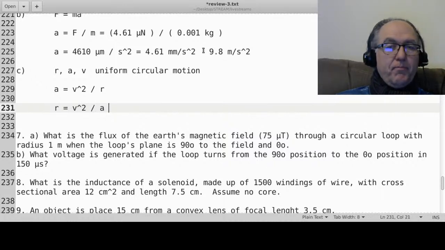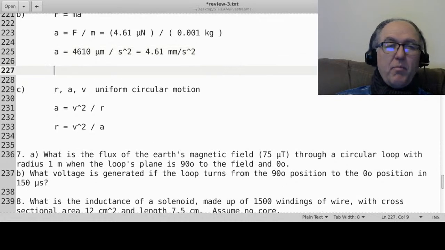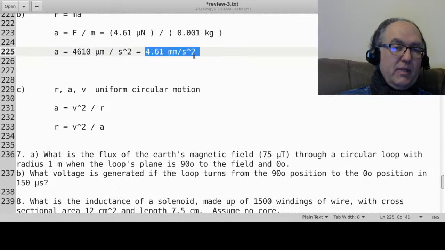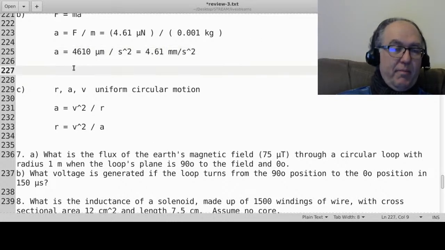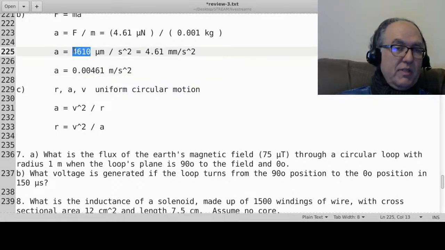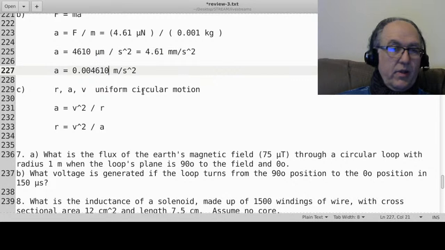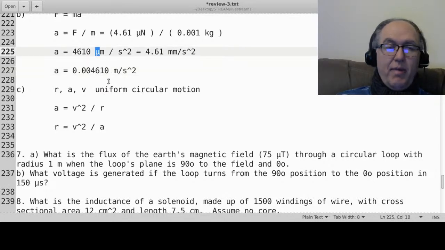Now, let me get rid of this. We better be careful here, because let's convert this to MKS so that we don't confuse ourselves. So 0.00461 meters per second squared. Let's make sure we did that right. Originally it was this number here. Let's put a little 0 there. See if I did this right. So that's 10 to the minus 6.